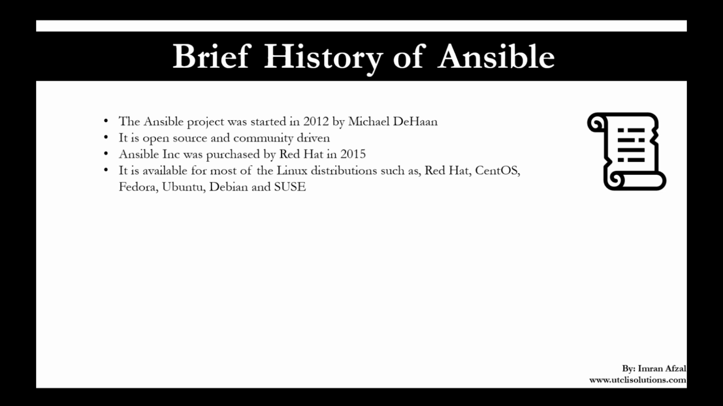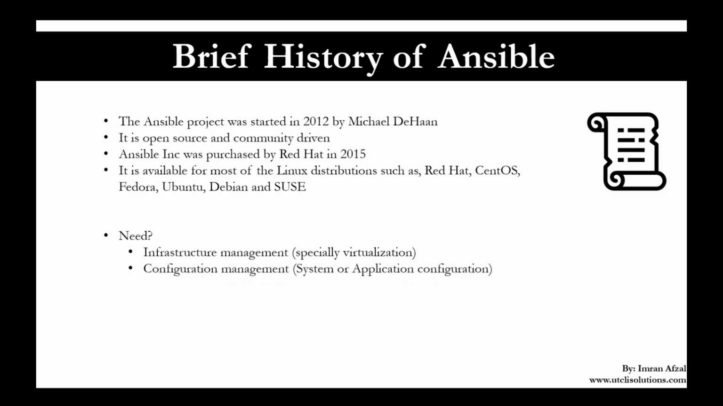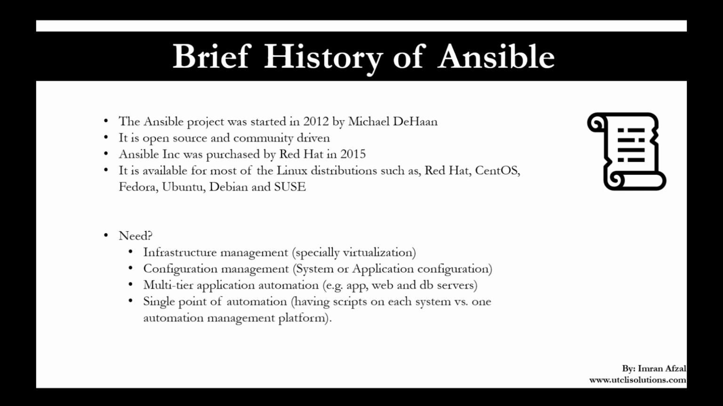All right, let's take a quick look at the need for Ansible. Once again, very fast infrastructure management, especially virtualization. When we have thousands of virtual machines and we build them in a very fast way, you don't want to build them manually. It becomes cumbersome and tedious. That's when you use Ansible. Configuration management for system and application, multi-tier application automation like orchestration, and a single point of automation, meaning if you have one server like Ansible, you could change everything on that server and then push it out to the rest of the virtual machines.